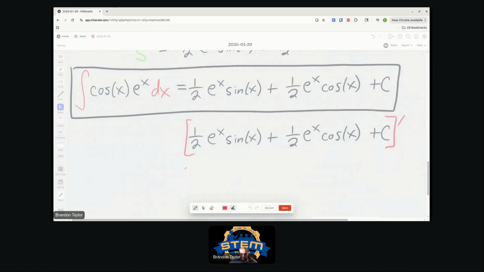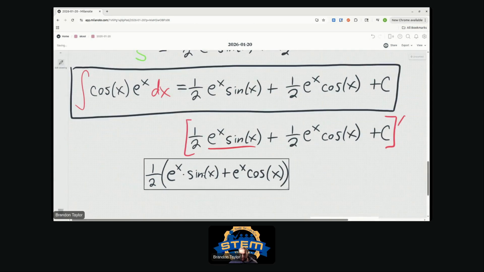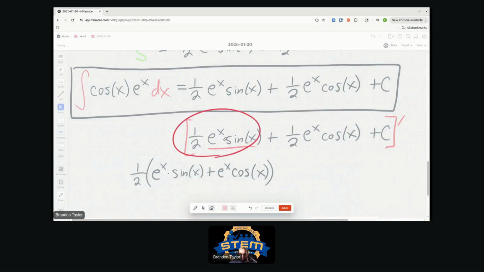So basically, we would get 1/2, and then think about this. This is essentially the product rule, right? So derivative of the first is also e to the x, and I'll factor out the 1/2 here. Derivative of the first, leave the second, right? Plus, leave the first, derivative of the second, so plus e to the x cosine of x. So hopefully that makes sense. That's the derivative of this first portion.